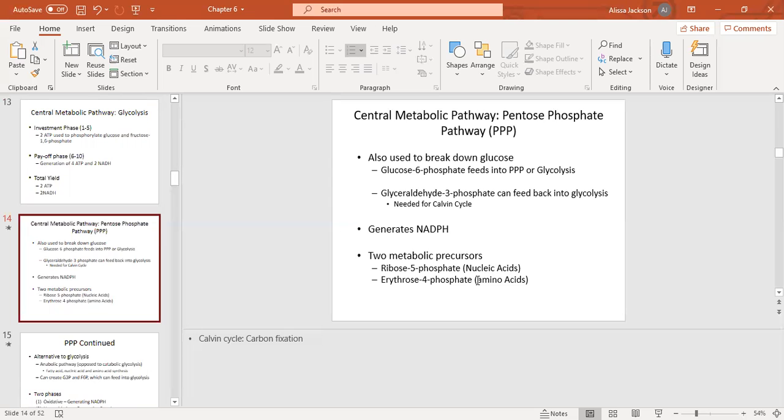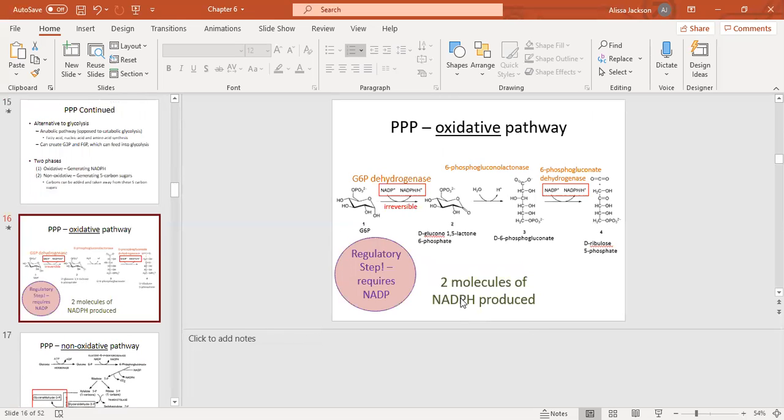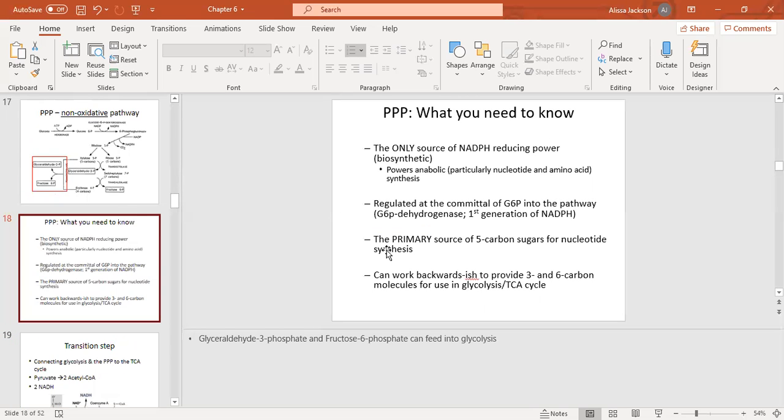Yes. Yes. And you've got the 2 phases: oxidative that generates NADPH, and the non-oxidative one generates the 5 carbon sugars. And you think about those are sugars that are needed for DNA synthesis. Yes, and glyceraldehyde 3-phosphate and fructose 6-phosphate, those can feed back into glycolysis. They're all connected.